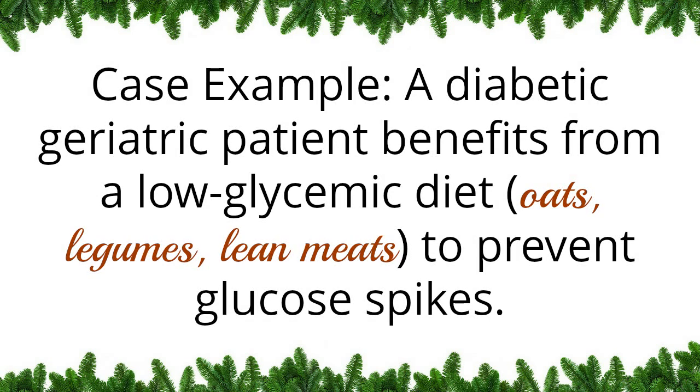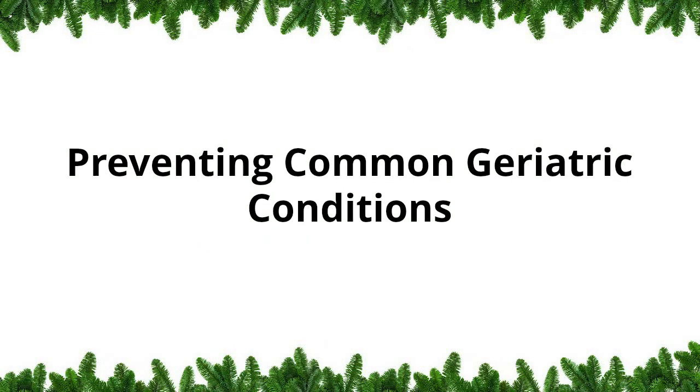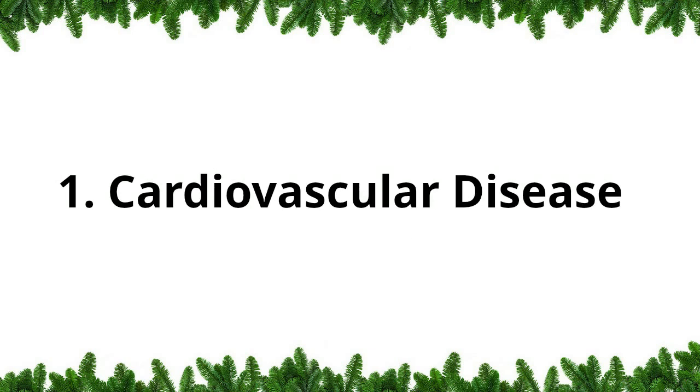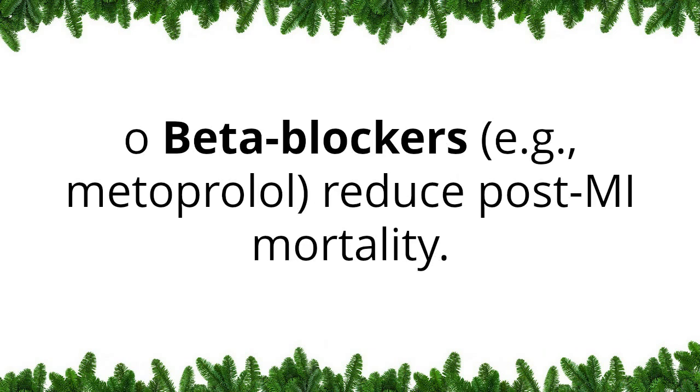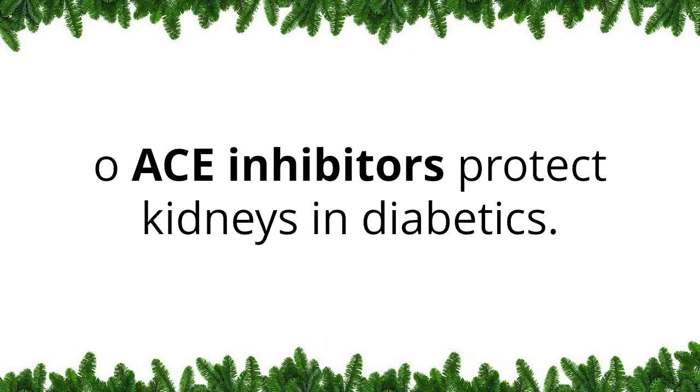Okay, so the other condition that we discussed under geriatric syndrome was cardiovascular diseases. Medication like beta blockers, metoprolol, reduce myocardial infarction, and if they are reducing myocardial infarction, then they are reducing mortality from myocardial infarction. Then ACE inhibitors, angiotensin converting enzyme inhibitors.